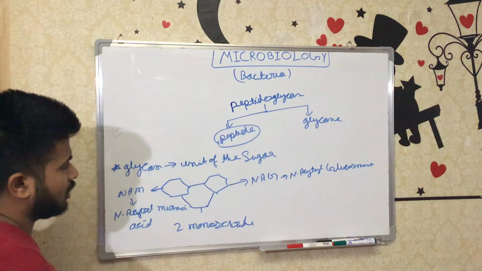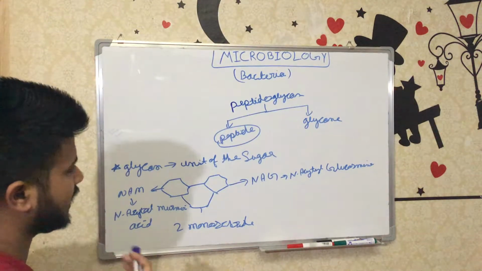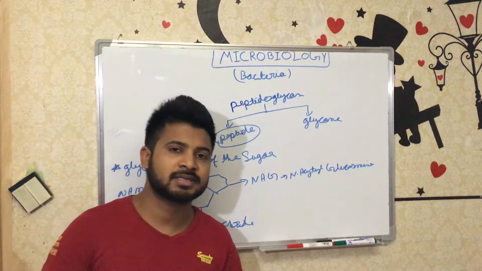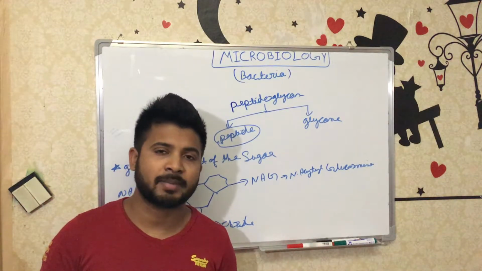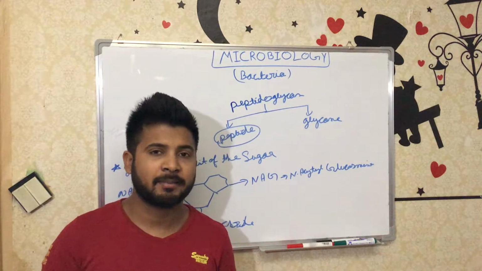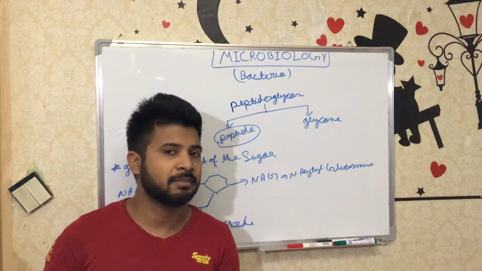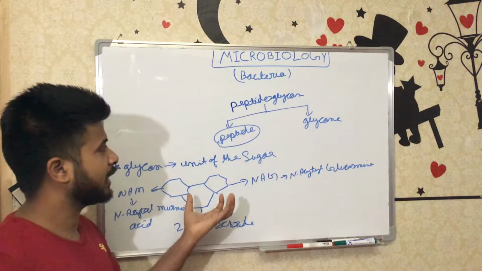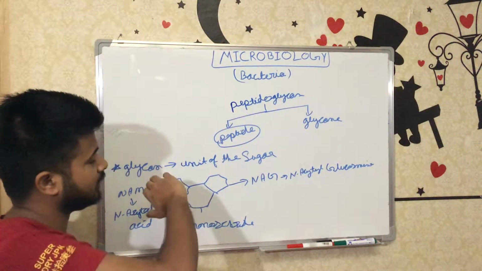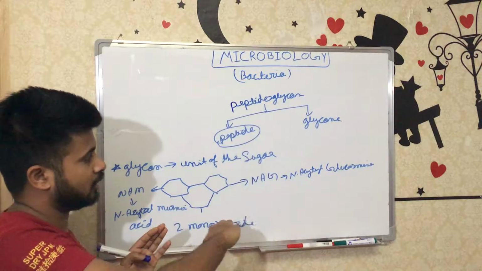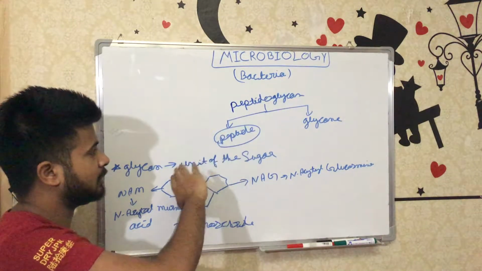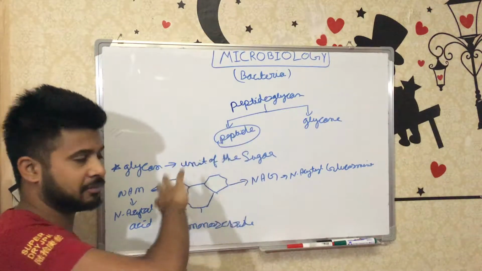Now we'll discuss how it is made, how it is synthesized inside the cytoplasm. For example, the baby bacteria. When a bacterium replicates by binary fission, it makes a new small baby bacterium. Inside the baby bacteria, how is peptidoglycan synthesized, and how does the peptidoglycan finally appear as the external layer of the bacteria?